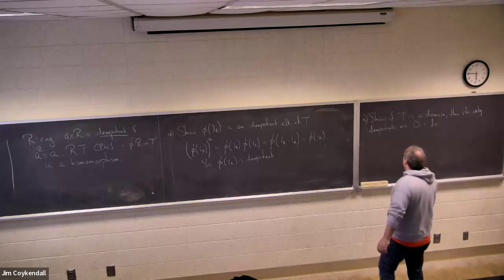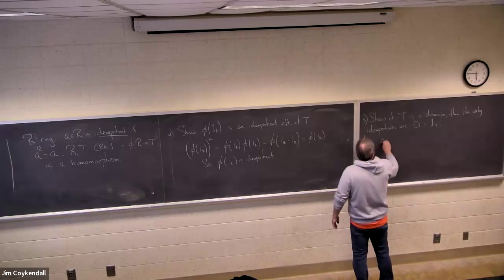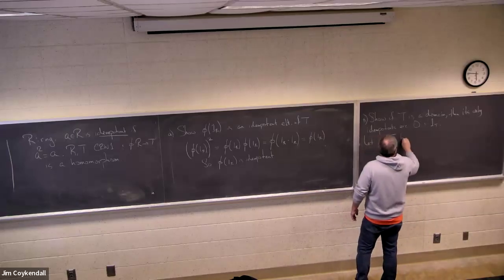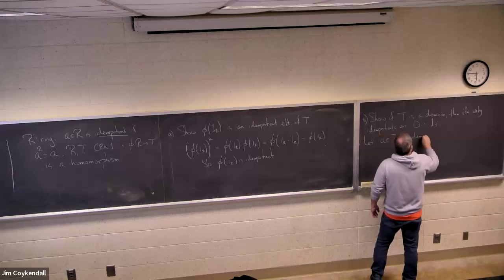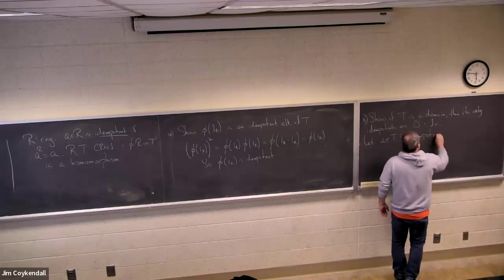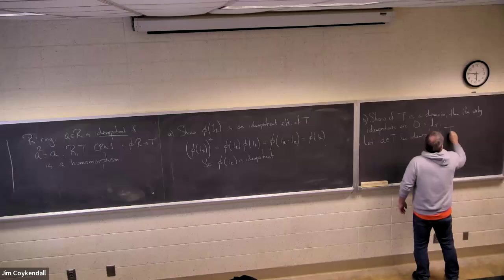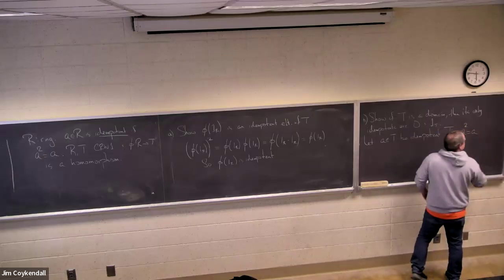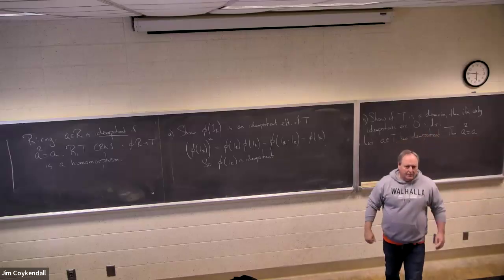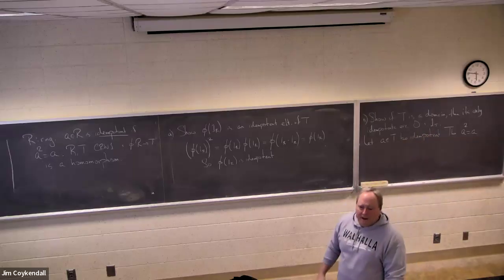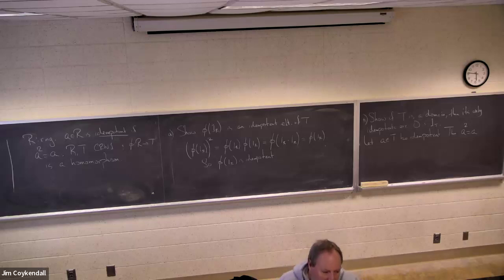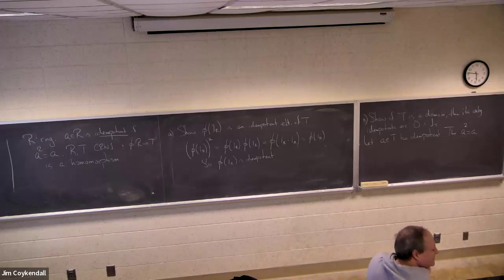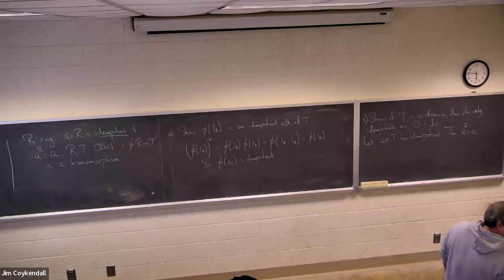Well, let A be any idempotent. Then, I don't know much, but I know that A squared is equal to A, right? Now what? I need to show that A has to be either 0 or 1.